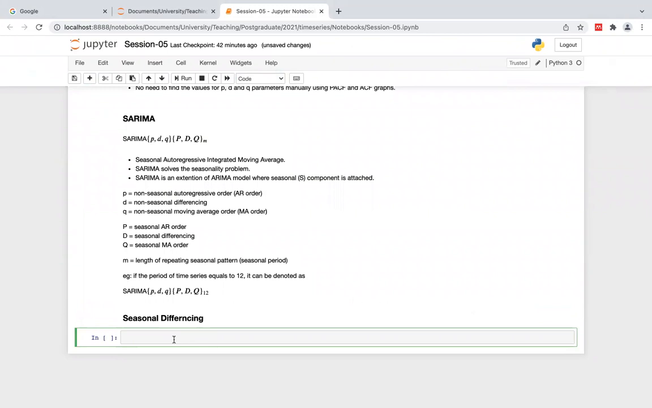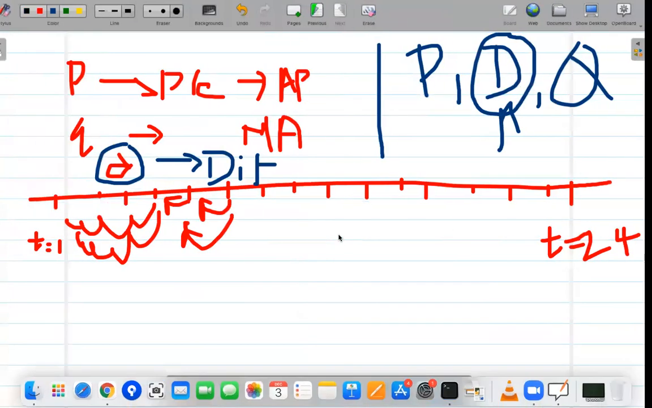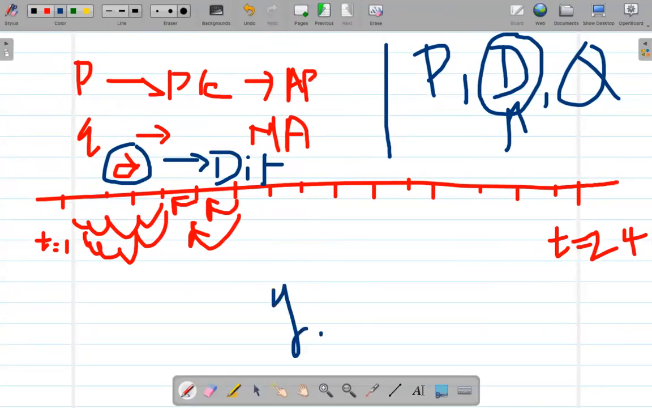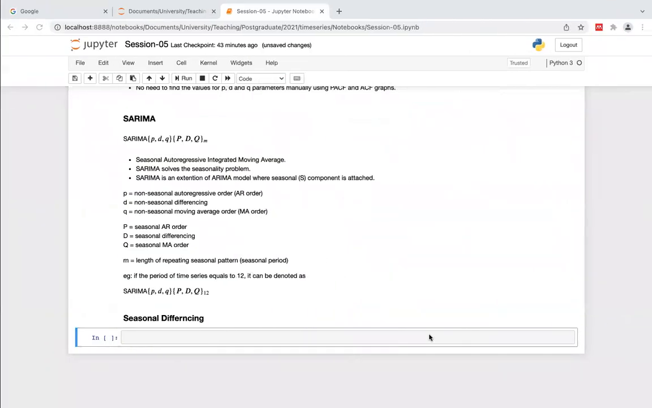Right. So what is seasonal differencing? How do we represent it? We can actually represent it like we did previously: y_t minus y_{t-1}. Likewise, once it comes with the seasonal component, the equation would be like this, right?